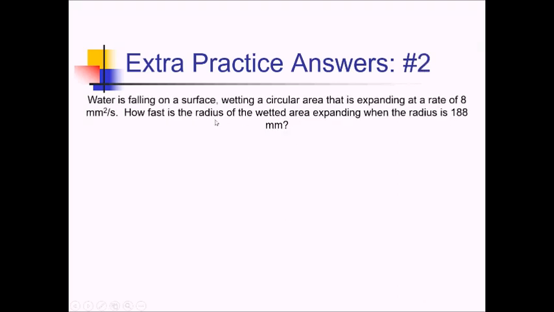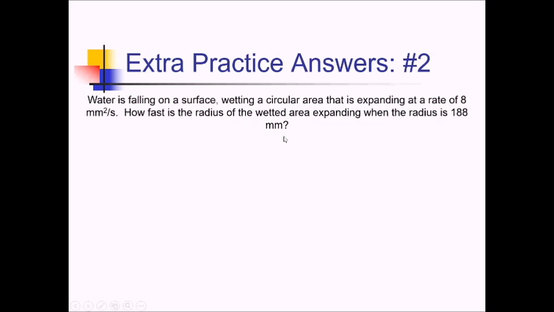On this one, we have water falling on a surface, wetting a circular area that's expanding at a rate of 8 millimeters squared per second. We want to know how fast the radius of that area is expanding when the radius is 188 millimeters. So we have one rate of change. This area has a rate of change, and we want the rate of change of the radius. So this is going to be a related rates problem.